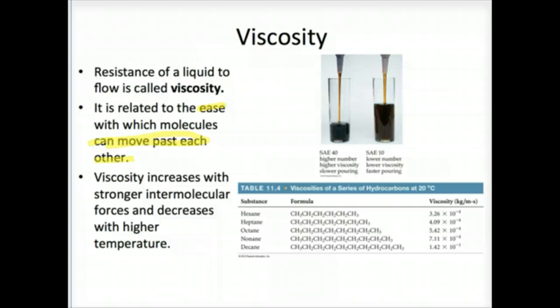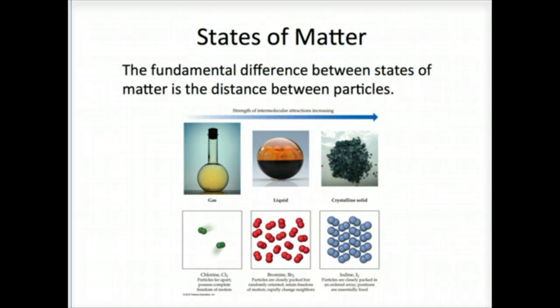So if you spill water, alcohol, or honey, which one tends to stick around longer? This also plays a role into what we consider volatility, that ease of evaporation. So notice that increasing intermolecular forces increases viscosity, and increasing temperature decreases viscosity. And this ties back into what we know about how solids and liquids and gases differ from each other.